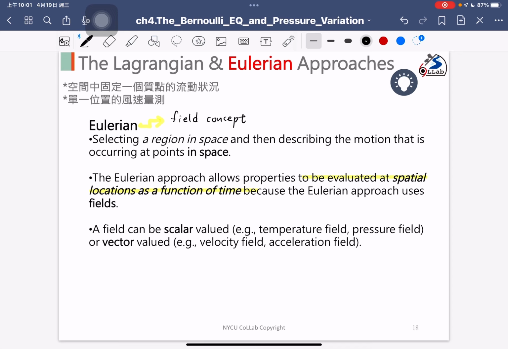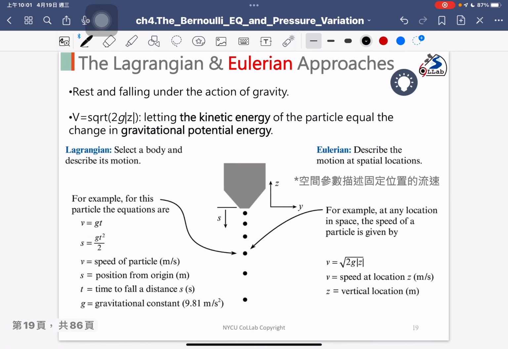Okay? Sometimes we are always confused, so we can do some exercise so you can understand how different they are. This is an example of a rest and falling under the action of gravity. The left-hand side is the Lagrange method, and the right-hand side is the Eulerian method. As I mentioned, the two approaches are applied to describe the motion of the fluid particle.